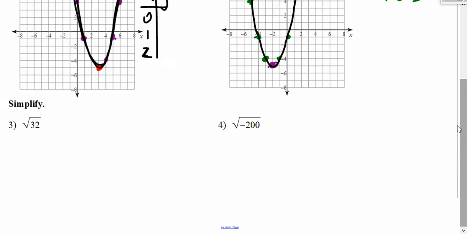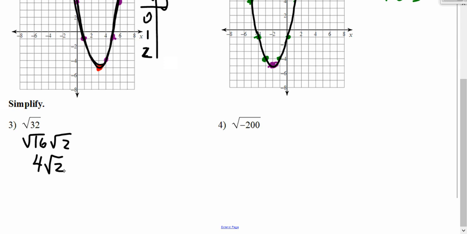Simplify square root of 32. You want to know your perfect squares, namely the ones that go into 32. The best way to do this is to break out your biggest perfect square. I like 16 because I know the square root of 16 is 4. That answer is 4 times the square root of 2.